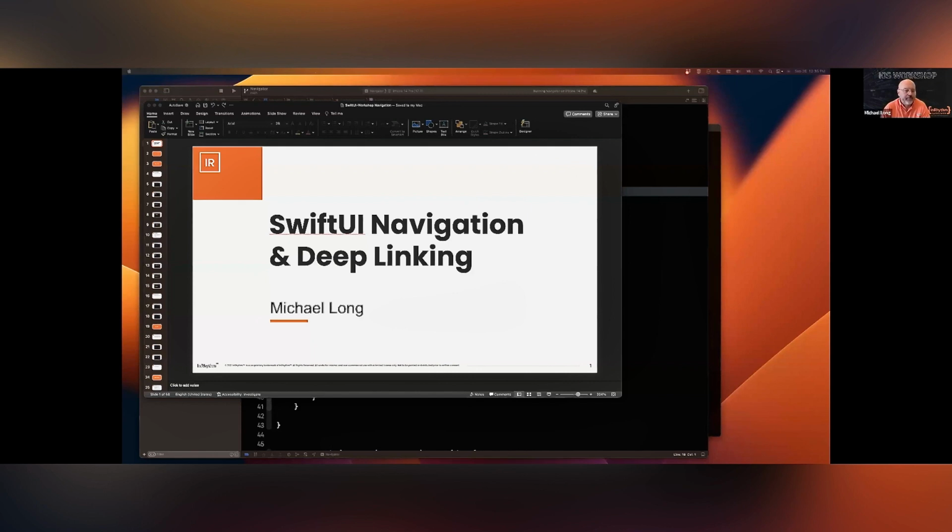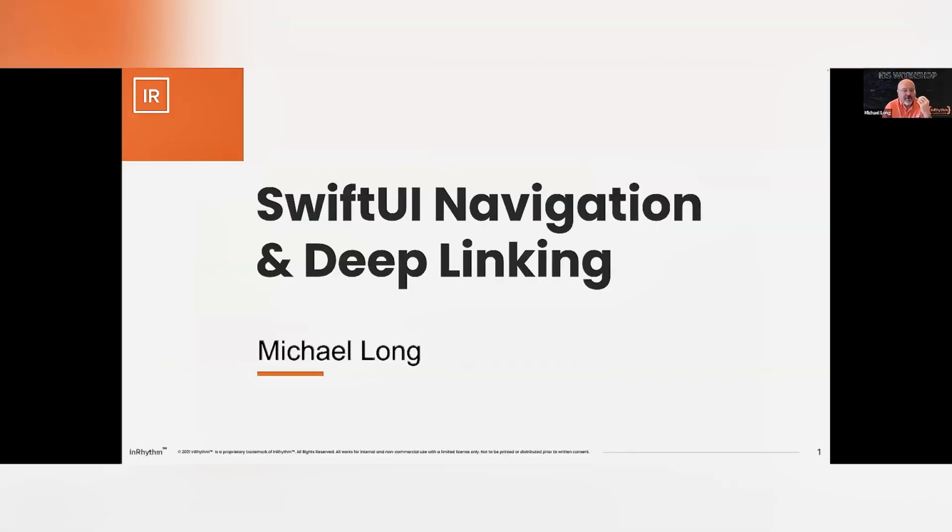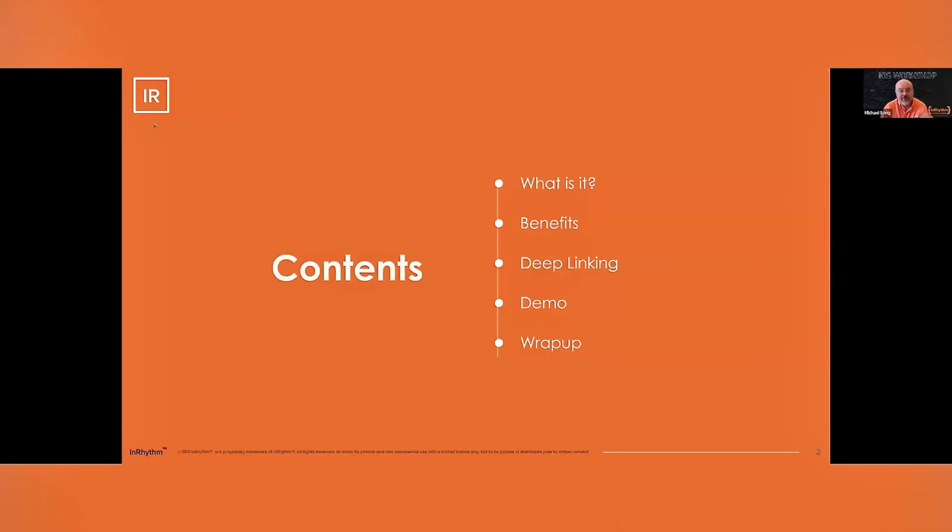Hello, hello, hello. So we're going to be discussing, as you might be able to tell from the big title card right here, SwiftUI navigation and deep linking. Part of this is going to be a discussion of some of the things that Apple has added to support navigation in SwiftUI 4 and iOS 16 and later, and how we can use some of these new tools to our advantage. So we'll discuss what it is. We'll discuss a few of the benefits. We'll dive a little bit into deep linking. I've got a demo with some code where you can actually see how it works, and then we'll wrap things up.